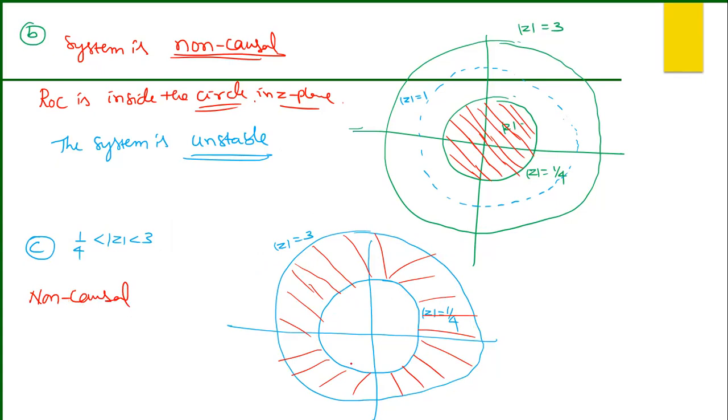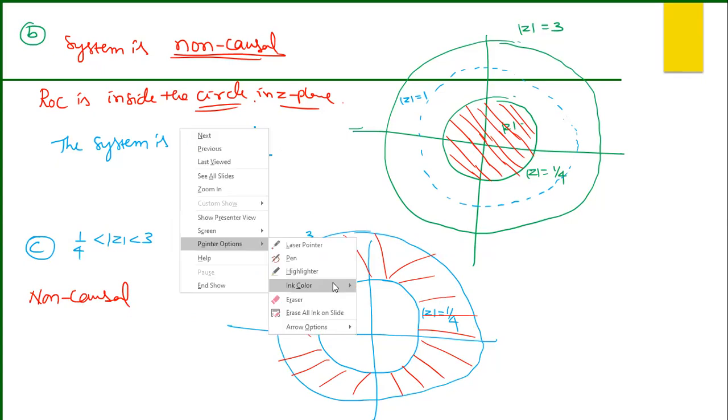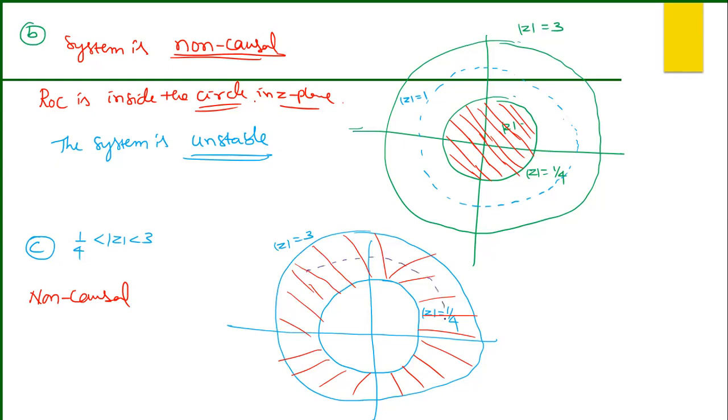Now, see whether it is covering the unit circle or not. Where is the unit circle? You need to draw it somewhere here. Unit circle radius is 1. Is the ROC covering the unit circle or not? Yes. That means the system is stable. It is non-causal and stable. So this is what we can say about the causality and stability.